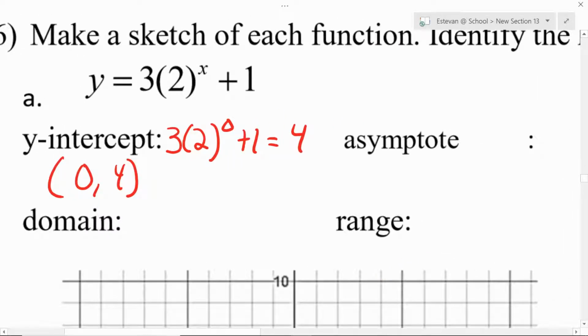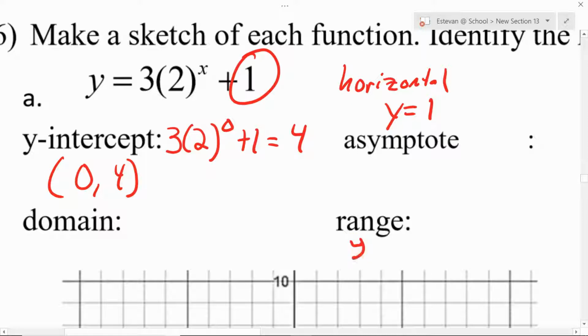Your asymptote, since it's an exponential function, we have a horizontal asymptote. So that is denoted as y equals, and it's always going to be your k value. My k value in this problem is 1. Since we have y equals and range represents my y values, that means that range will be affected based off the horizontal asymptote. So we do parentheses because we can never reach 1, comma, infinity. Domain for exponentials will always be negative infinity to infinity.